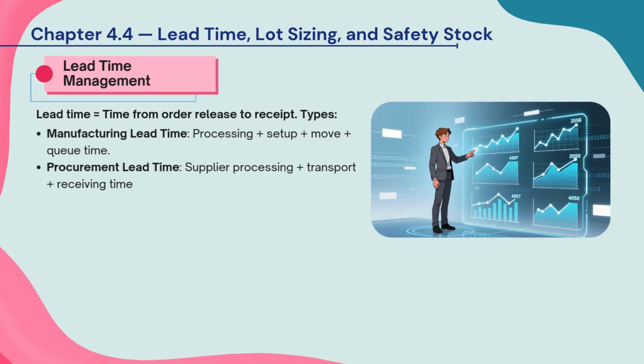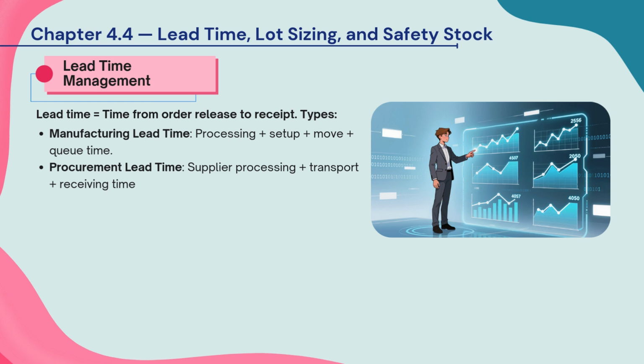This slide covers lead time management and operations. Lead time is the total time from placing an order to receiving it. There are two main types. Manufacturing lead time includes processing, setup, movement, and queue time. Procurement lead time includes supplier processing, transportation, and receiving time. Effective lead time management helps improve planning, inventory control, and responsiveness.